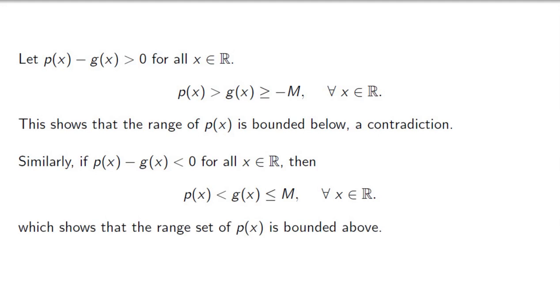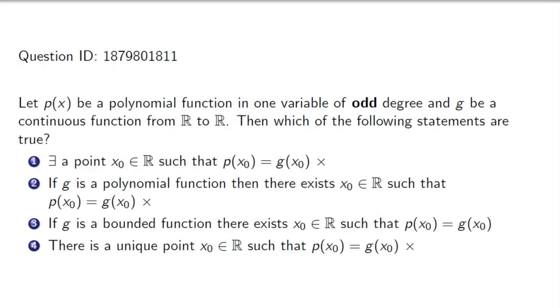Now p is an odd degree polynomial, and we have already seen that any odd degree polynomial has range all the real line R. So this is a contradiction, and hence there must exist a point x0 in R for which p of x0 equals g of x0. Hence option 3 is correct, and 3 is the only correct option of this question.